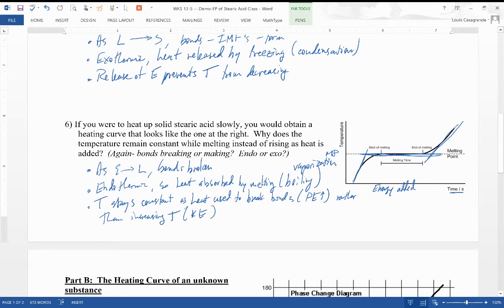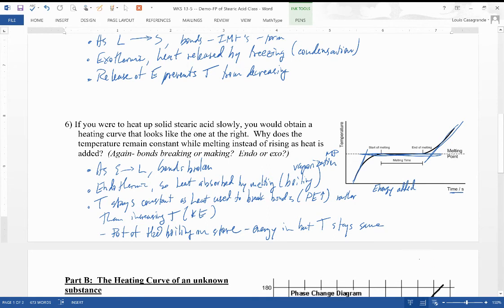And I want you to picture a pot of water. Go back to boiling. A pot of water boiling on the stove. The energy that's going in, you're constantly putting energy in, but the temperature stays the same. And we've actually used hot water baths like this as well.